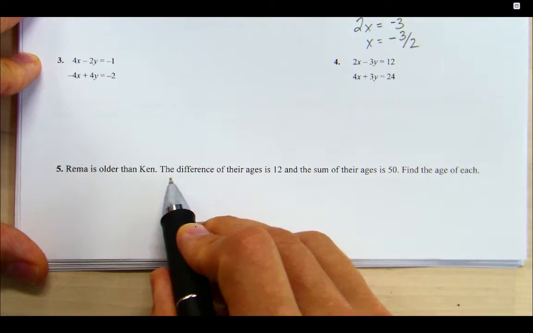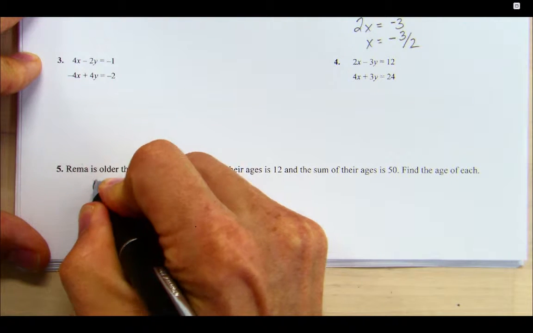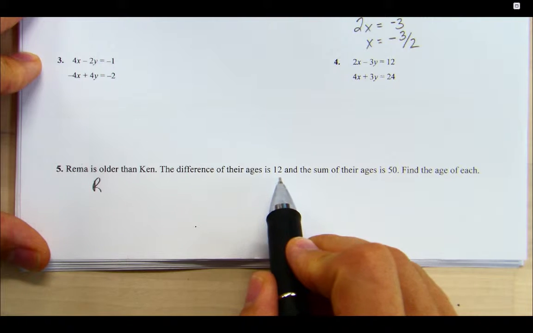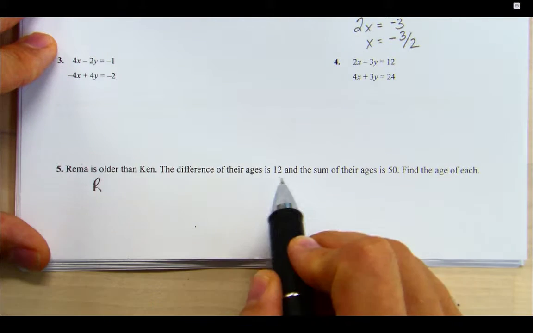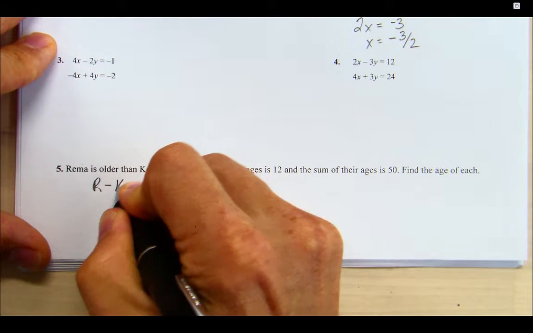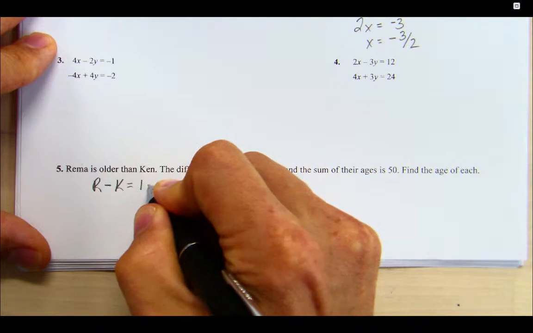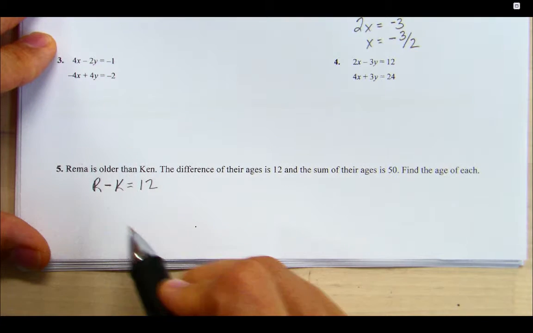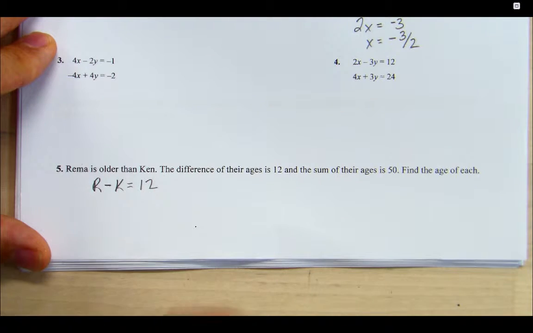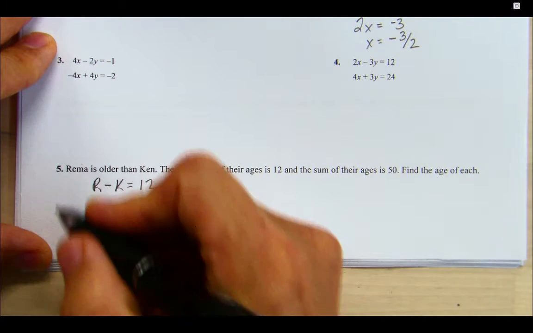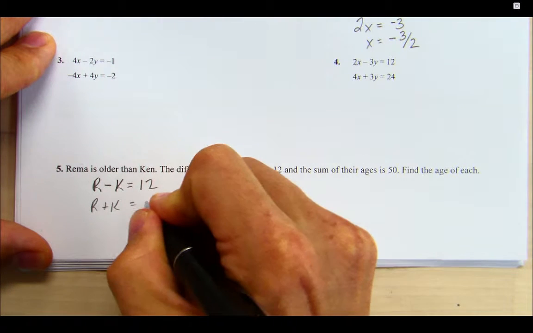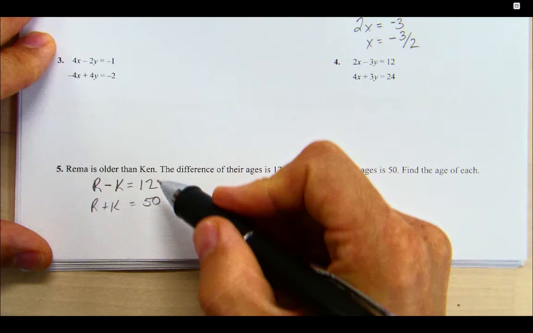So it says that Rima is older than Ken. I'm just going to call Rima R. Okay, and so it says that the difference of their ages is 12. So if Rima is older, that means that Rima minus Ken is going to equal a positive 12, right? Okay, if we went Ken minus Rima, it would be minus 12 because Rima's got to be older. Okay, so that's my first little statement. And now it's saying that the sum of their ages, Rima plus Ken, needs to equal 50. Okay, so we're already set up.